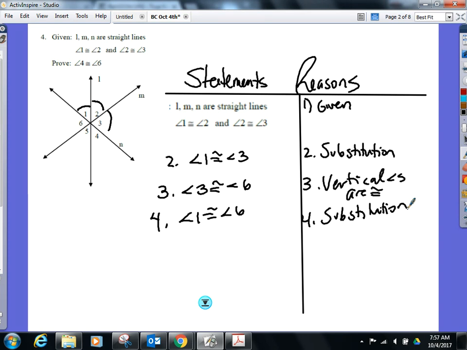Any other pair that I have not? Maddie, go ahead. 1's congruent to 4. They're vertical. So 1's congruent to 4. Again, vertical angles are congruent. And now again, look at steps 4 and 5. What can you tell me finally? 6 and 4 are congruent.